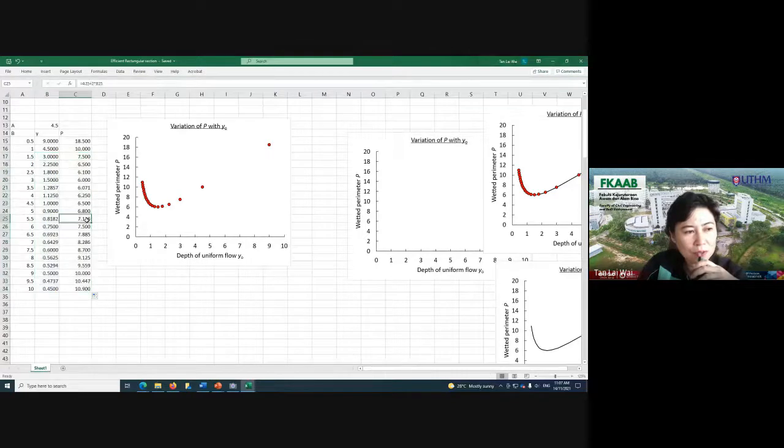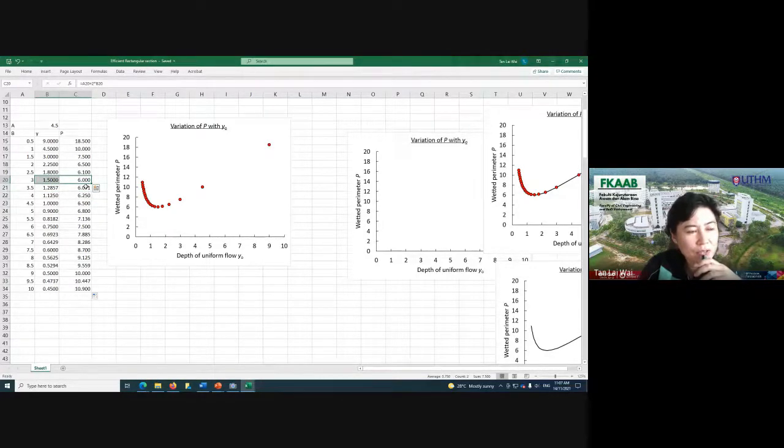Now you'll come to a point, about here, when my depth of flow is 1.2. This is the depth of flow, and then my wetted perimeter would be somewhere around 6.071, which is this one here. My depth is 1.2. Actually this is the one which is the smallest one.